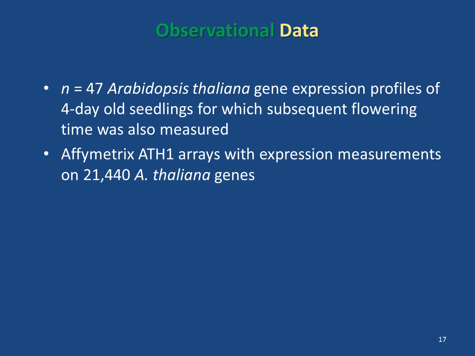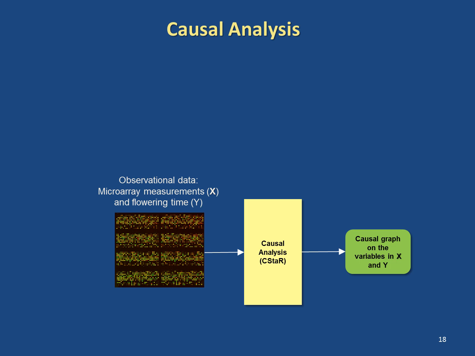The observational data they were evaluating is 47 gene expression profiles of seedlings of the Arabidopsis. They also had information on the subsequent flowering time after these were planted. In terms of data, there were Affymetrix expression array measurements on a little more than 21,000 genes in this plant species. So going back to our diagram, this is the basic beginning of the workflow.